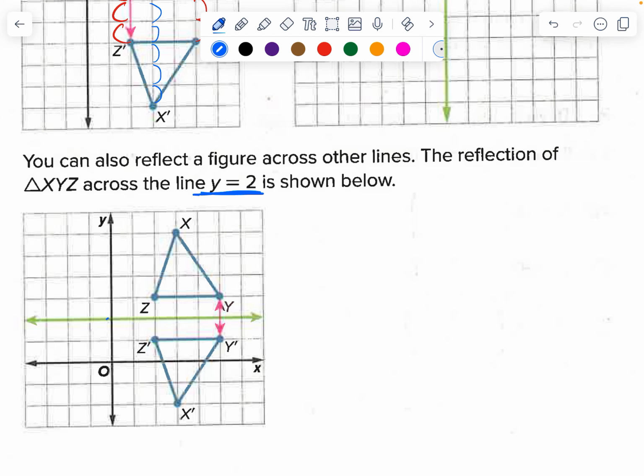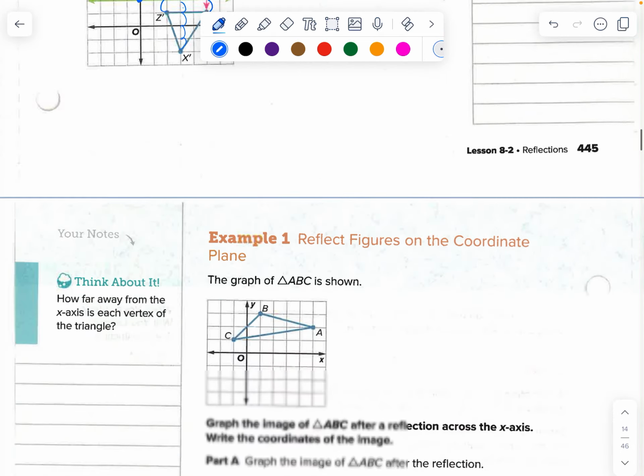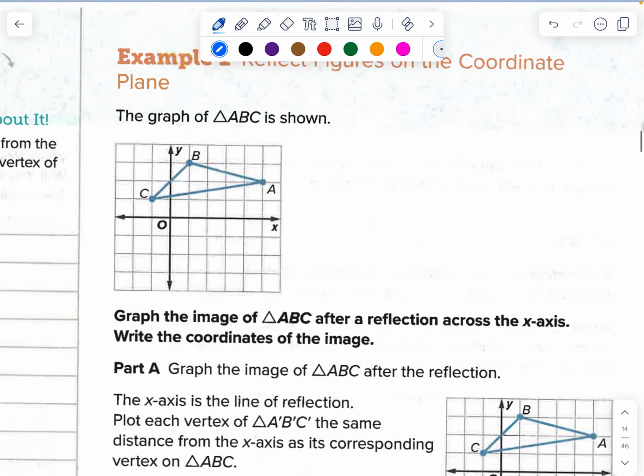So I went to where y equals 2 right here, and they drew a horizontal line. And you can still do this. Z is 1 away, Z prime is 1 away. Y is 1 away, Y prime is 1 away. X is 1, 2, 3, 4 away. So 1, 2, 3, 4 away. Okay? So we're going to look at this right here.